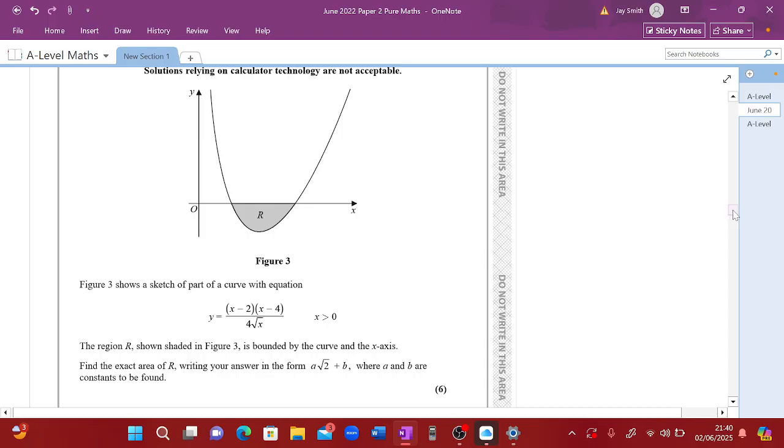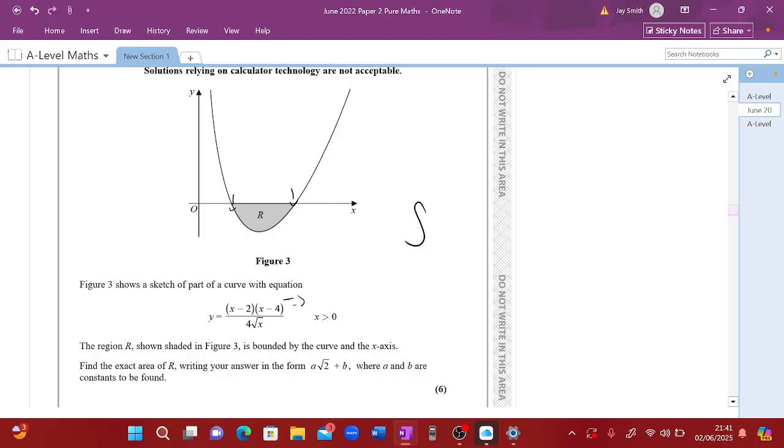Okay, this one again, I'm not going to do it fully. Just give a brief explanation. So, we have figure 3 here. It's an area one, a fairly simple one really. We need to find the area of the curve, so again it's going to be between the lower and the upper limit. It's where the curve crosses the x-axis.